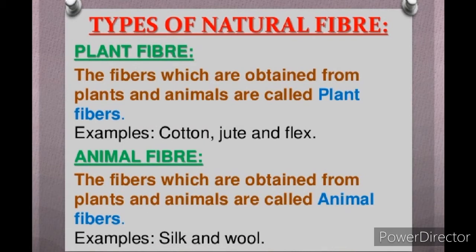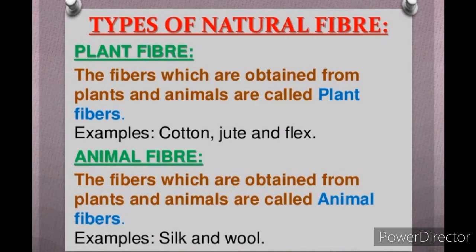Now, types of natural fibers: plant fiber and animal fiber. The fibers which are obtained from plants are called plant fiber. For example, cotton, jute, and flax. Till now, we have gone through what are natural and what are synthetic fibers. Now, we will be studying natural fibers. The fibers which are obtained from animals are called animal fibers. Examples are silk and wool.